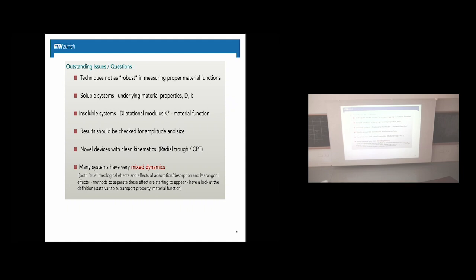For soluble systems, we already saw before, we will see a time-dependent surface tension, Lucassen and Van den Tempel, and you measure diffusion. For insoluble systems with solid-like behavior, we really see a bulk-like compression modulus or dilatational modulus, which is a material function, strain softening, strain hardening, time-dependent, thixotropic, work hardening, whatever you want, you get it all. Results should be checked for amplitude and size. The question about slip comes up. And there are devices with clean kinematics, the radial trough, and to some extent the capillary pressure tensiometer. So these are now available, and people are building them. There's even code where you can 3D print them and build them in your lab. Many systems will have mixed dynamics, and this is annoying, okay?